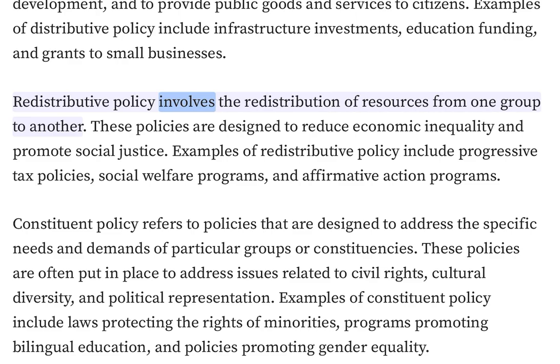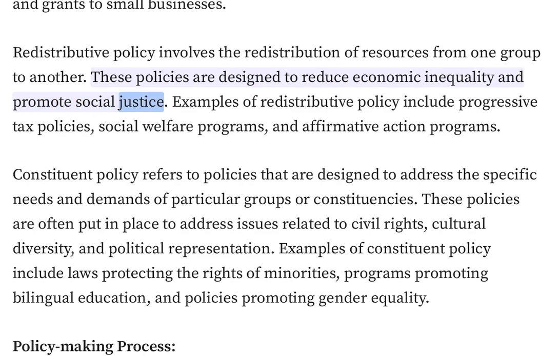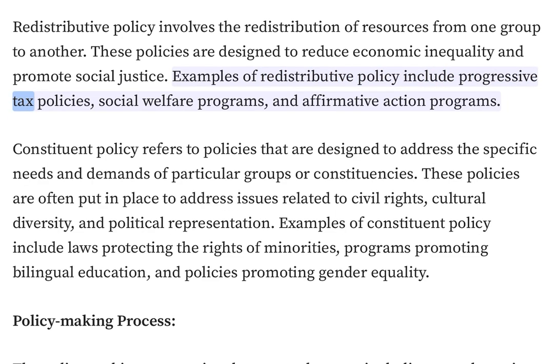Redistributive policy involves the redistribution of resources from one group to another. These policies are designed to reduce economic inequality and promote social justice. Examples of redistributive policy include progressive tax policies, social welfare programs, and affirmative action programs.